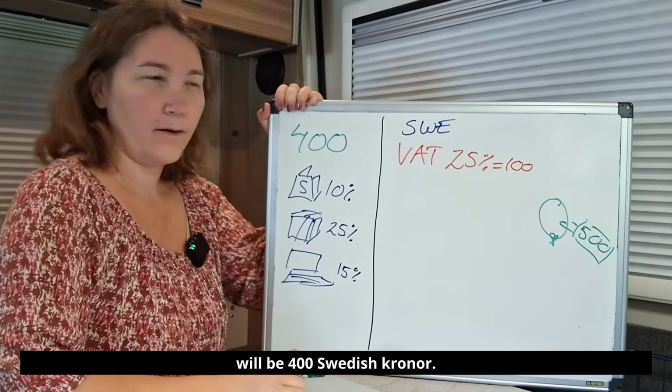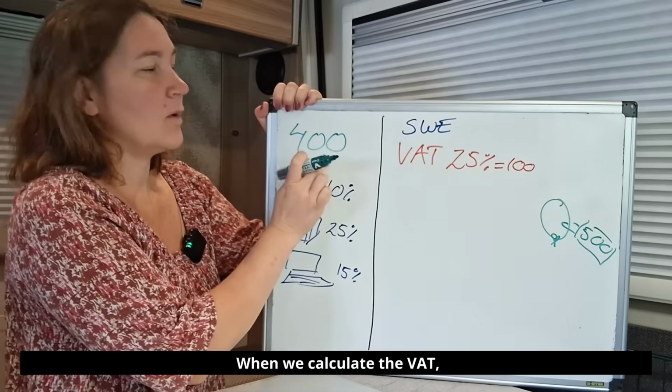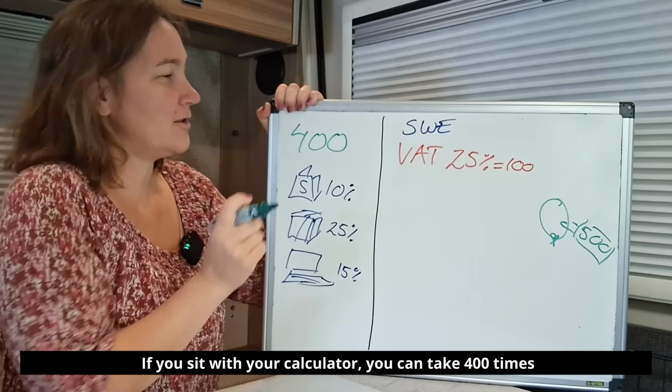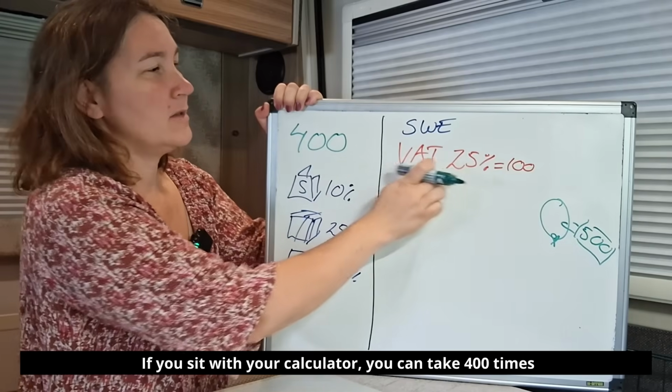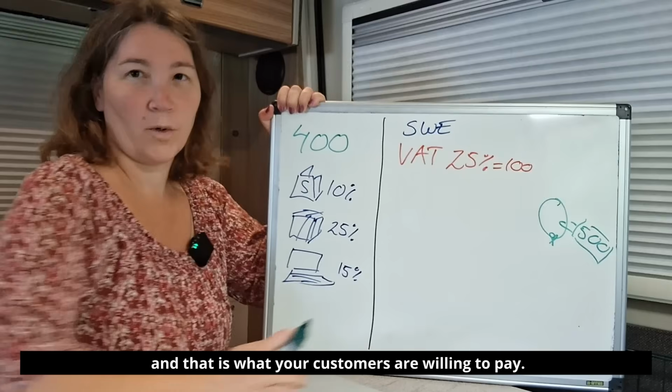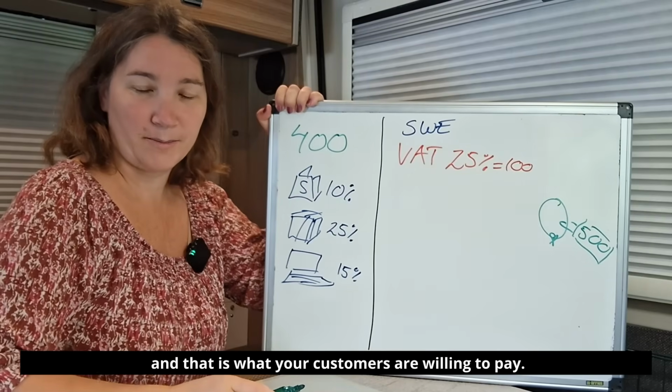kronor. So when we calculate the VAT, we always calculate it on the income. If you sit with your calculator, you can take 400 times 25%, and then you will see you have 100, and that is what your customers are willing to pay.